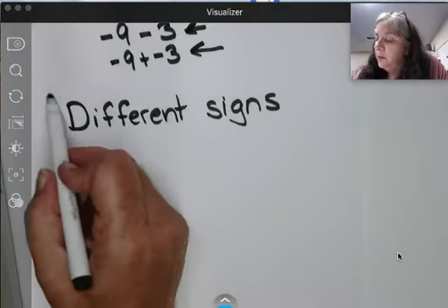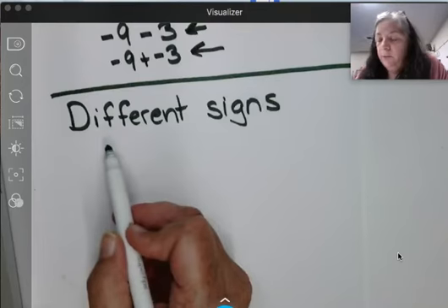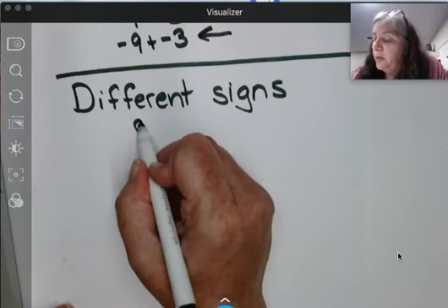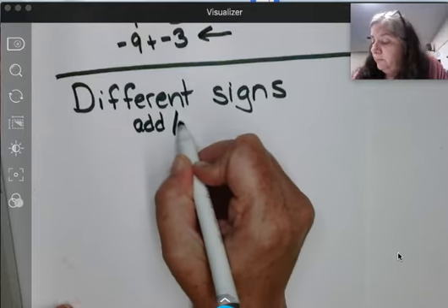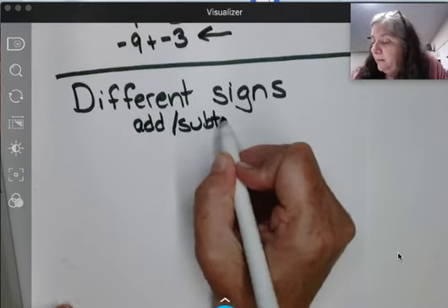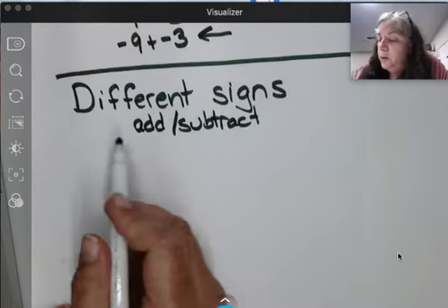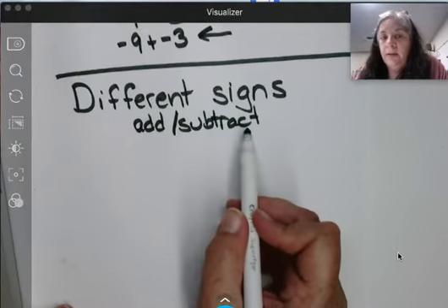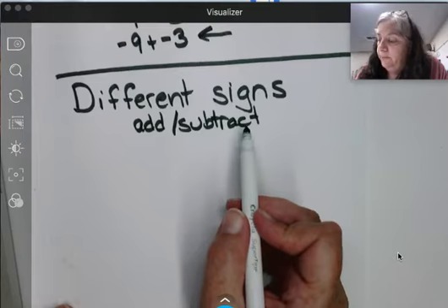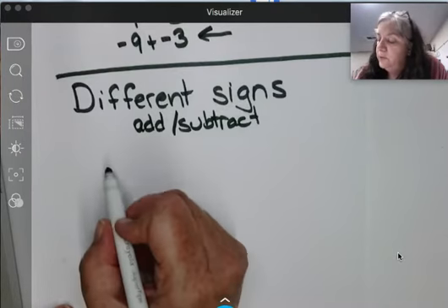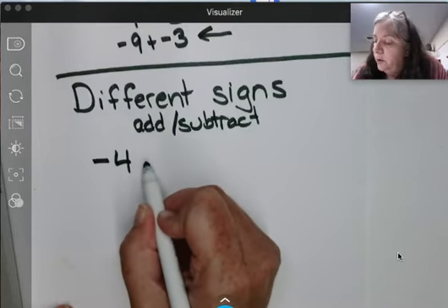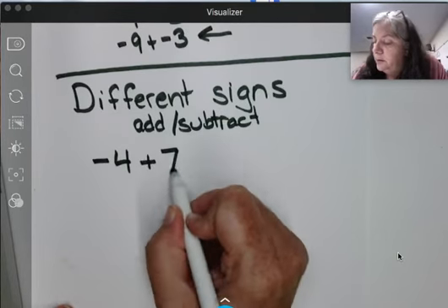So let's start with an example of when we're dealing with two numbers that have different signs and we're going to add subtract them. So in your paper, you should write different signs and then also write that add subtract, please. When you're done writing that, let's do our first example. Negative 4 plus 7.